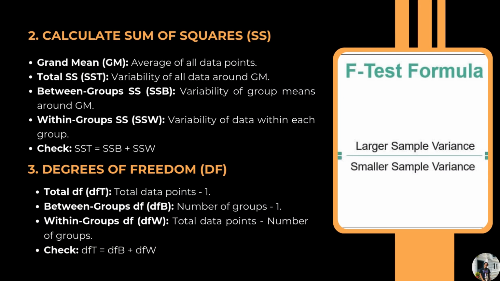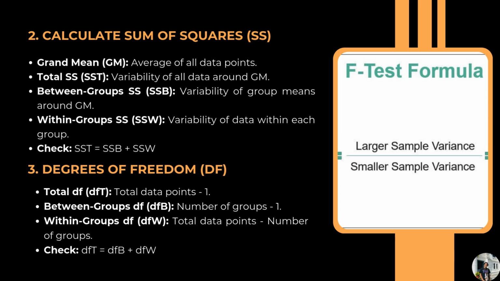There is total SS, that is variability of all data points across the grand mean. Another one is between group SS, that is variability of group means. Another is within group SS, that is variability within each group. And to get the total SS, we have to add the between group SS and within group SS.